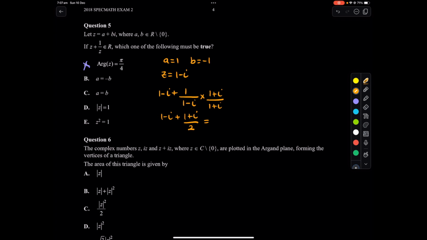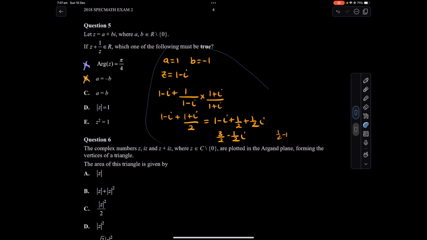Hence this explains 1 minus i plus half i. Hence this whole thing just simplifies to 3 over 2, half minus 1, so minus half i. This still has a complex i, so it's not real.